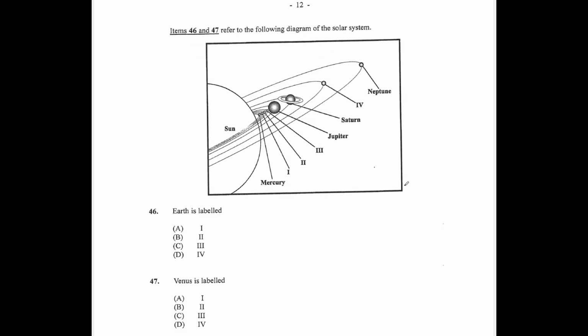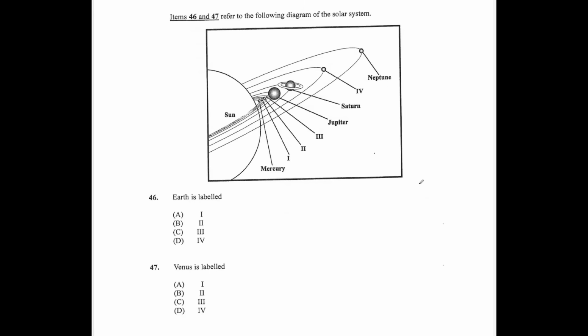Items 46 and 47 refer to the following diagram of the solar system. We see they left out some things here. Mercury, Venus, Earth, Mars, Saturn, Uranus, Neptune. Earth is labeled, went through that just now. Earth is the third planet from the sun. Earth is labeled 2, so that is B. 46 is B. 47, Venus is labeled, well, we know Venus is before Earth in the line. So Venus is 1, so Venus is A.